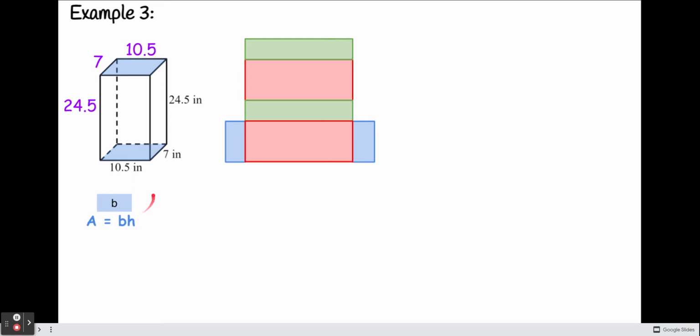My base formula is base times height. Looks like 10.5 times 7 is going to be the 2 numbers I multiply. Again, you can start multiplying that by 2 right now if you want. It's up to you. Anyhow, 73.5, and that's also 73.5.